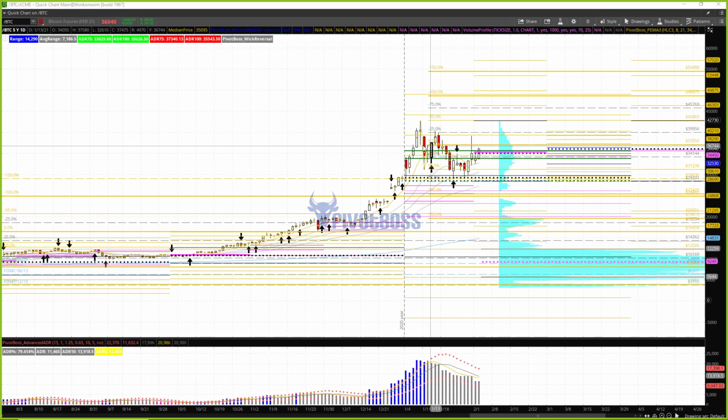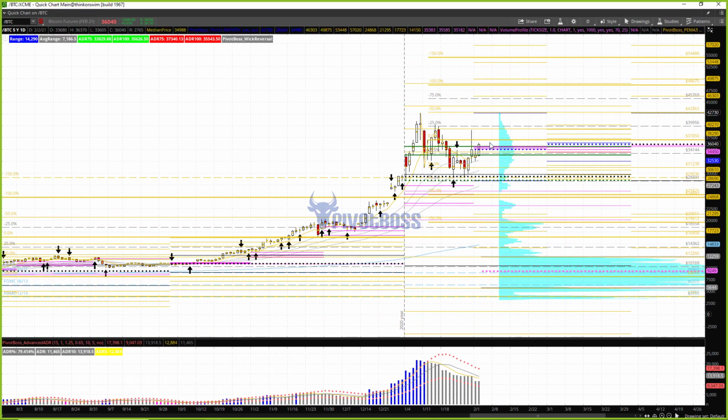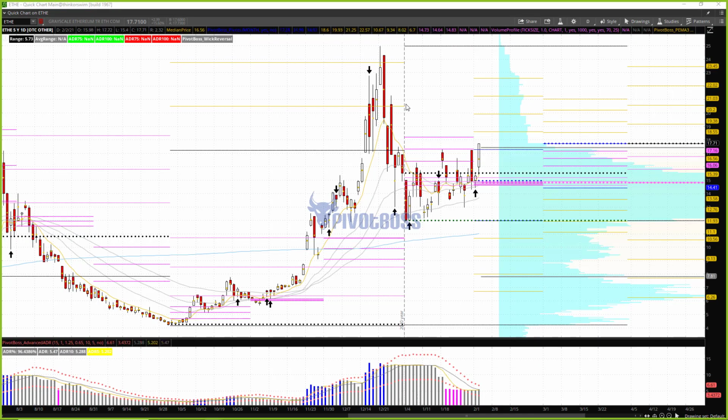So this one, really good key range, great levels here to watch, with the potential to continue toward 54s at some point down the road. To piggyback off this one, let's talk about Ethereum here.